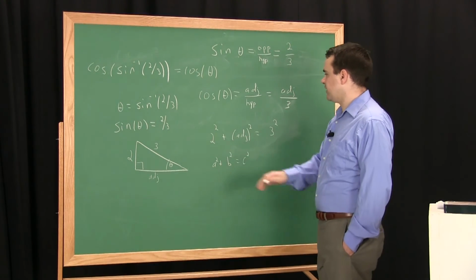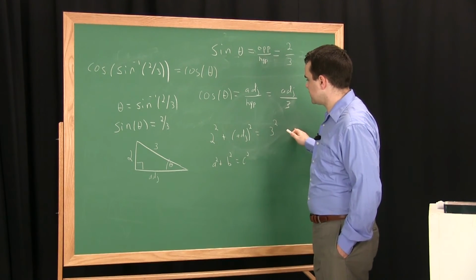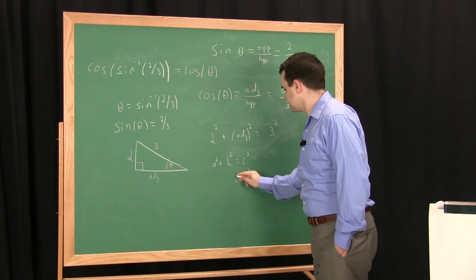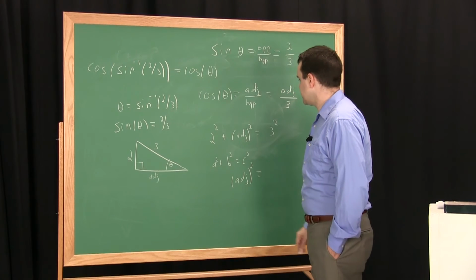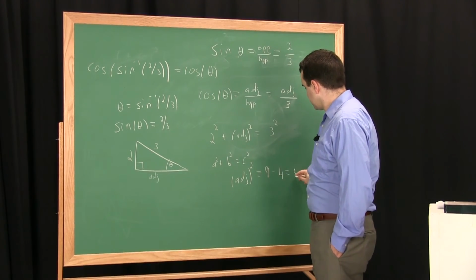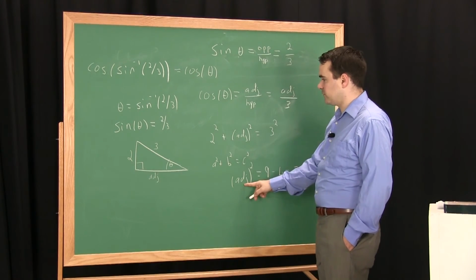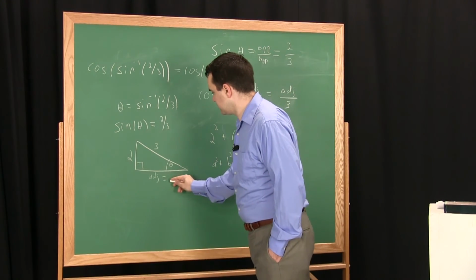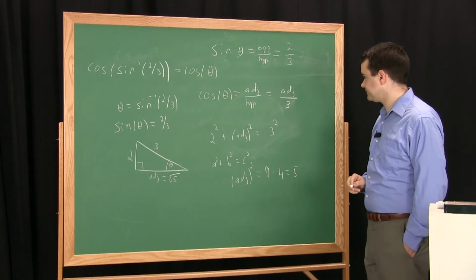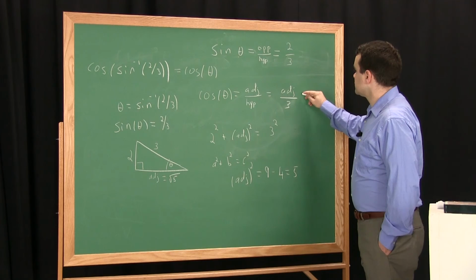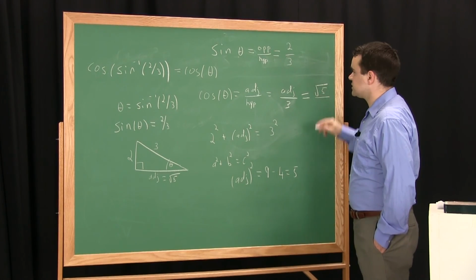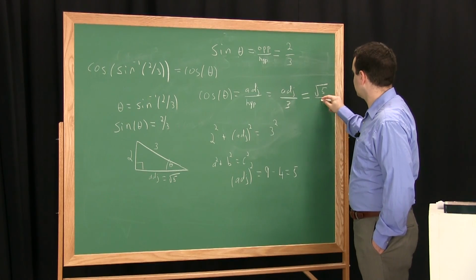And you can solve this equation. You can pull the number 4 to the other side, and that's going to give you that your adjacent side squared is going to be what? 9 minus 4 equals 5, and therefore the length of the adjacent side is the square root of 5. So cosine of theta is the square root of 5 over 3.